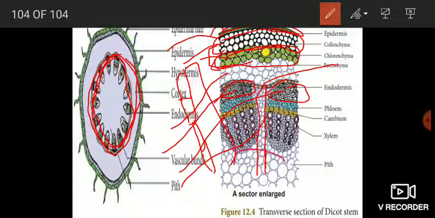And finally, in the center of the stem, you will find a group of cells which are large, thin-walled, parenchymatous, and this constitutes the pith of the dicot stem. This is all about the anatomy of dicot stems. In the next part, we are going to study the anatomy of monocot stems to understand the difference between dicot and monocot stems in terms of their anatomies.